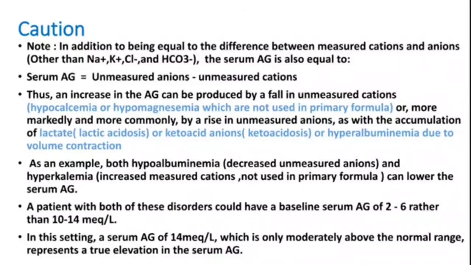A patient with both of these disorders could have a baseline serum anion gap of 2 to 6 rather than 10 to 14. In these settings, a serum anion gap of 14 milliequivalents, which is only moderately above the normal range, represents a true elevation in the serum anion gap. That is the importance of all these things. So whenever you are getting a normal anion gap acidosis in a patient who has hypoalbuminemia, hyperkalemia and all, you may miss high anion gap acidosis. So it should be taken care of.